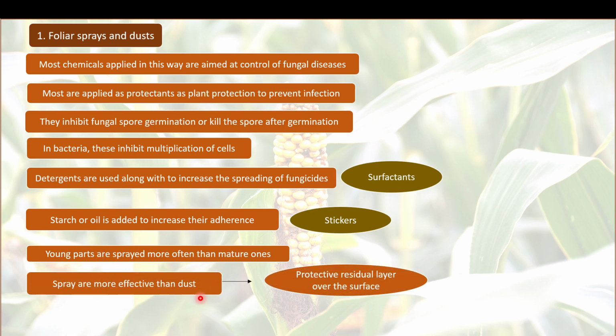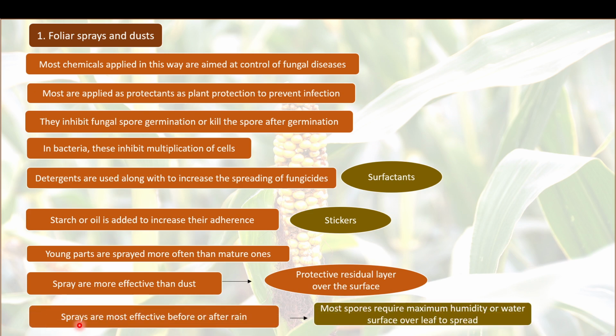Sprays are more effective than dust, right? Spraying is better than dusting because it works as a protective residual layer over the surface. The spray will spread evenly over your plant, whereas dusting might not be even. In some parts it would be more, in some parts it would be less, so you will not get an even result.